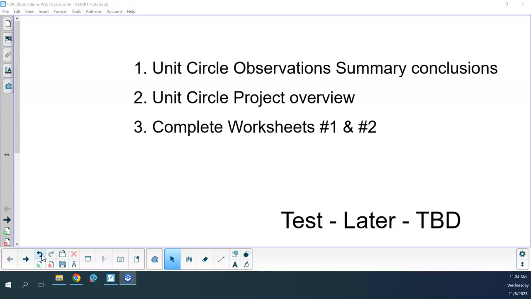Then, second half of, or I shouldn't say, more like the second third of the class, I'll talk about unit circle projects and when those are due and how we go about figuring that stuff out. And then I have another worksheet for you to complete, so that you have 2 worksheets that you have completed or be working on, I should say.